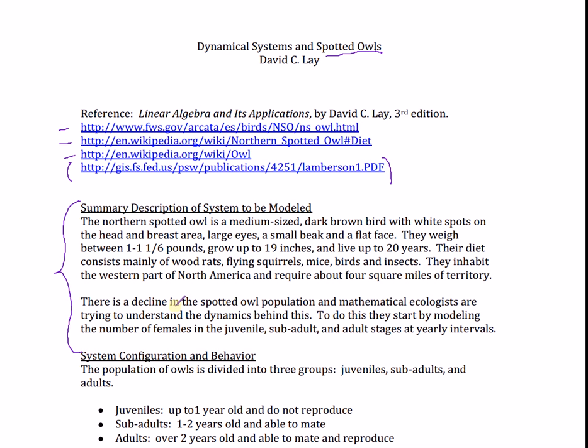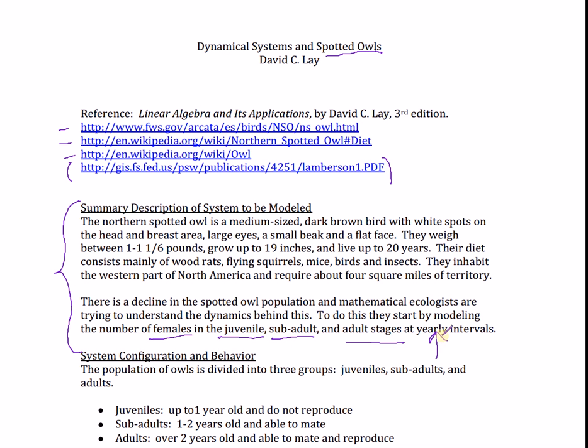What's important here is that we are modeling the number of female owls. Of course, the number of males and number of females should be approximately equal, so it should be good enough to model the number of females. And we're modeling the females at 3 stages of life: juvenile, that's birth to juvenile; subadult, that's single owls but of breeding age; and adults. Okay, and our time interval is yearly.